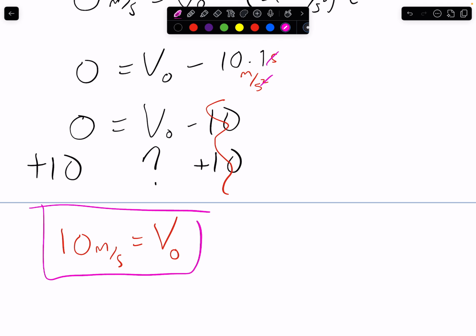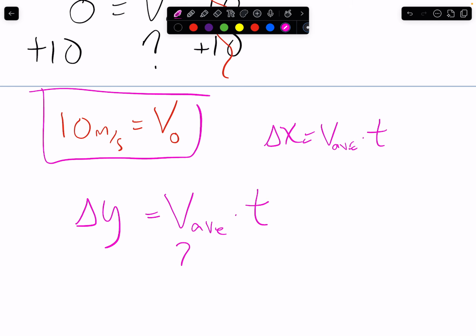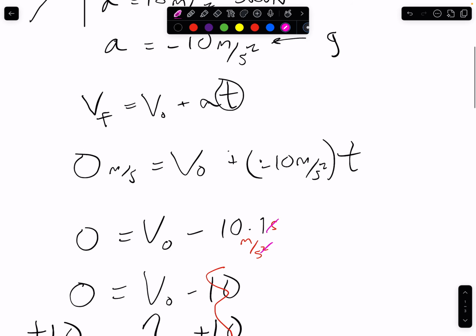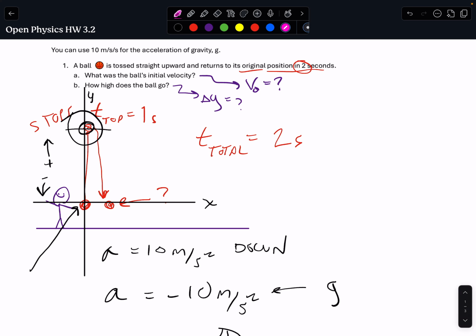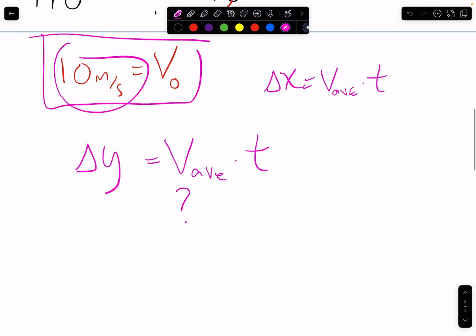The next question is, how high does it go? So that's delta y. Well, it's exactly the same as what we've been using, except what we've been using is delta x is v average times t. Now it's delta y is v average times t. So what was the average velocity of this thing? Well, it started off moving 10 meters per second. When you first toss it up in the air, its V naught is 10 meters per second.